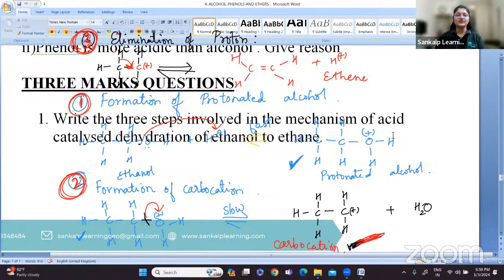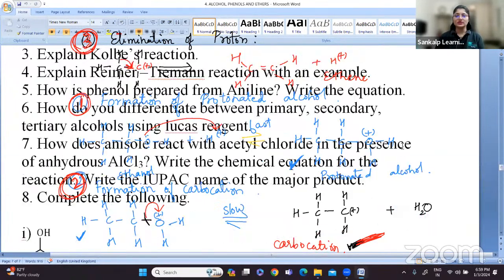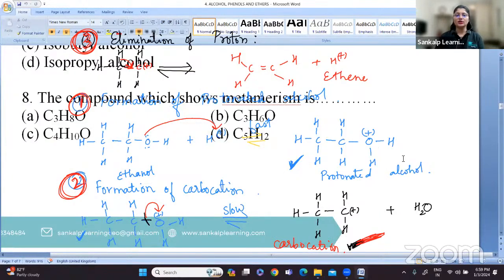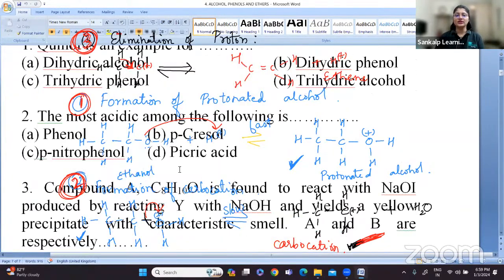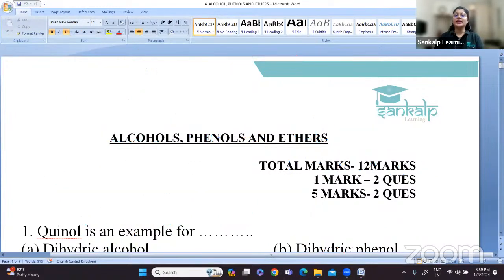As we have discussed, these were the questions from the alcohol chapter. As I've said, this particular chapter is totally for 12 marks. You'll be getting 1 mark, 2 questions and 5 marks, 2 questions. So these were the things to be discussed under this chapter, that is alcohols, phenols, and ethers.